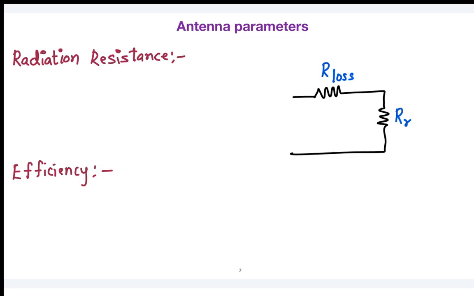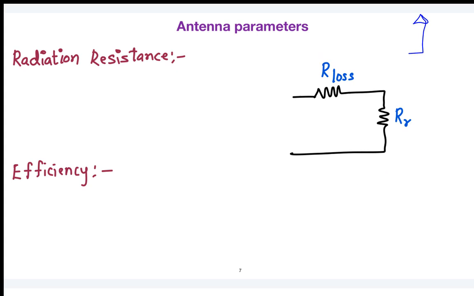The next thing is very, very important for your GATE exam. These parameters you have to understand. First of all, an antenna is basically a resistive element, or you can say a radiating element. When you are talking about any antenna, it can be modeled using these parameters, like a simple resistive network.